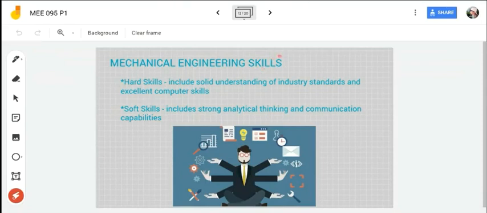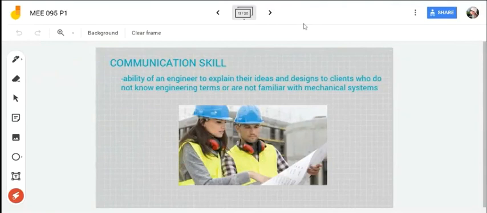So discussing more on that, we will be having the basic mechanical engineering skills that you need to acquire or you need to have if you want to become a successful mechanical engineer. So number one, you need to have the communication skill. So ano nga ba itong communication skill? It is an ability of an engineer to explain their ideas and design to clients who do not know engineering terms or are not familiar with mechanical systems.